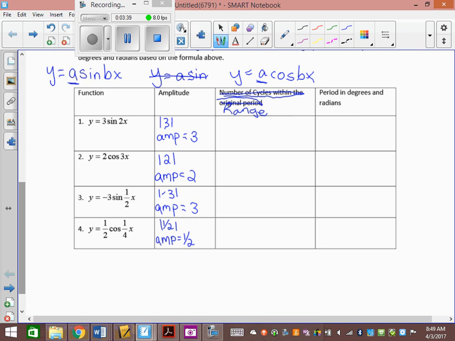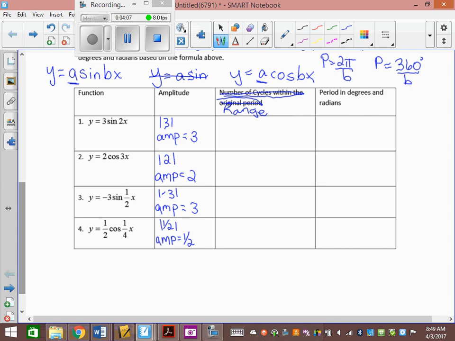So from a graph, you'd actually physically have to count the horizontal distance till it repeats itself. That's the period, correct? So from a max to a max, from a min to a min, from one place past a max, past a min to another place. Off of an equation, you always use either the period equals 2 pi divided by b, or the period equals 360 degrees divided by b.